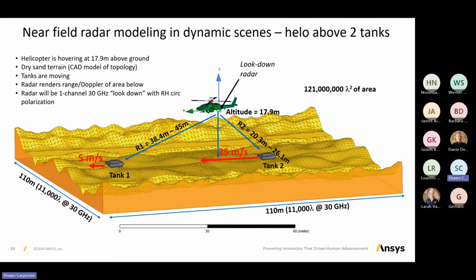Here's just one example where we've done that. I've got a helicopter with a pair of antennas on the underside. They're 30 gigahertz antennas. We're looking down at a dry sand terrain model, and we've got a pair of tanks that are moving on that terrain, and we're simulating the illumination of this entire region by the antennas as things are moving in this environment. So it's about 121 million square wavelengths of area that we can simulate very straightforwardly, very efficiently, using our shooting and bouncing ray solver.